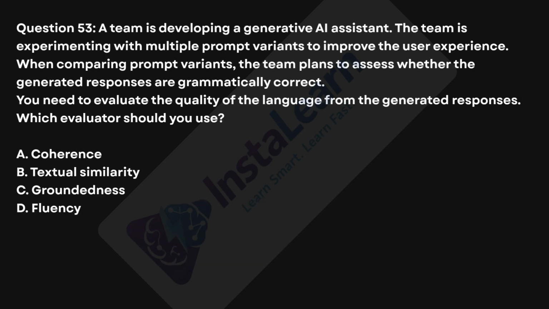Question 53. A team is developing a generative AI assistant. The team is experimenting with multiple prompt variants to improve the user experience. When comparing prompt variants, the team plans to assess whether the generated responses are grammatically correct. You need to evaluate the quality of the language from the generated responses. Which evaluator should you use? A. Coherence. B. Textual similarity. C. Groundedness. D. Fluency.